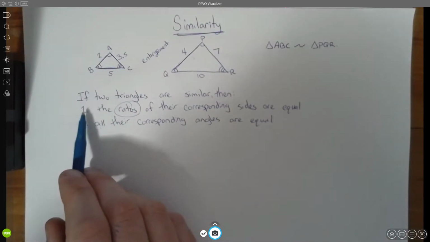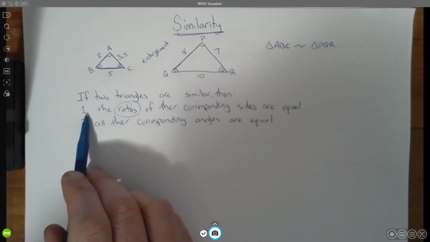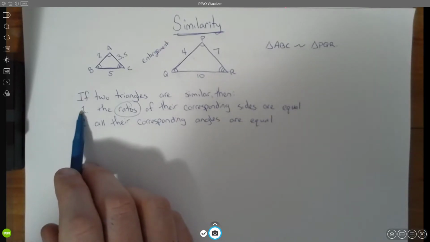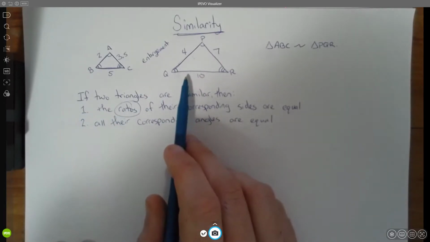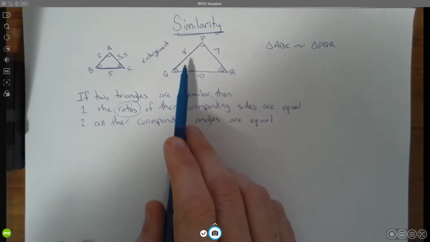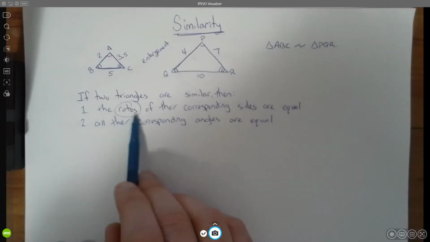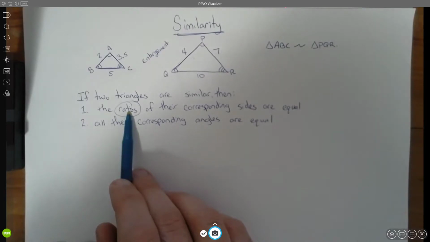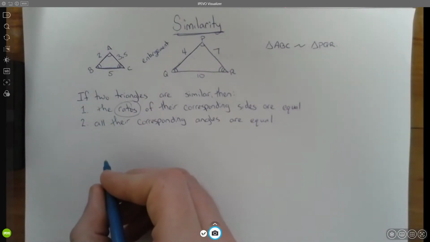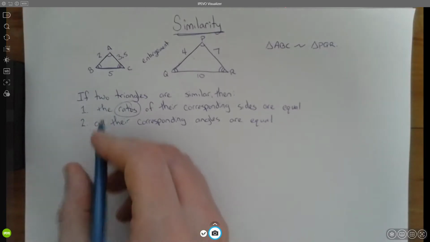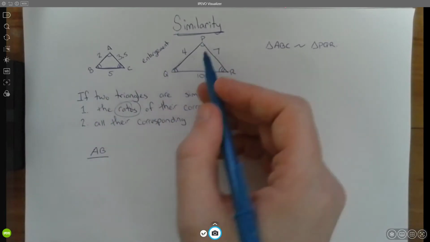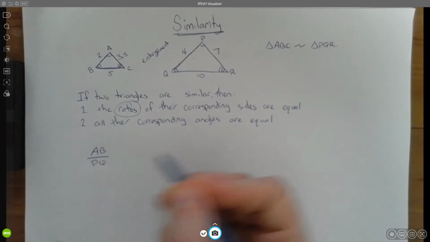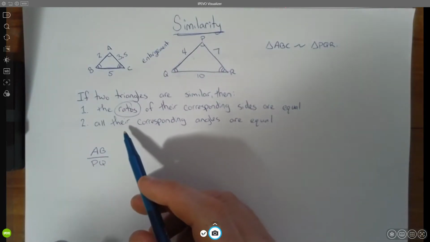Let's go back to this point number 1 here, because most of our math when it comes to similar triangles is going to involve figuring out missing side lengths, and we use these ratios in order to do that. So we could say here that we're going to compare similar ratios. To figure out the ratio, I take side length AB, and I'm going to divide it by side length PQ. You could do this the other way around as well, as long as you're consistent.